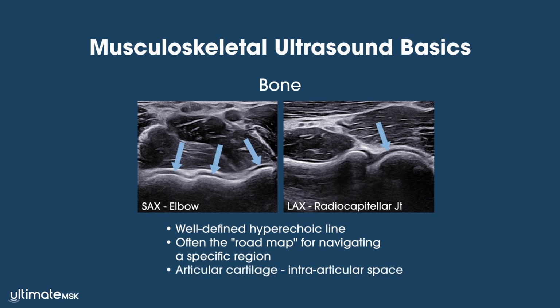Superficial to the bone, the dark or hypoechoic stripe represents the articular cartilage. The presence of articular cartilage indicates that the bony cortex is located within the intra-articular space.